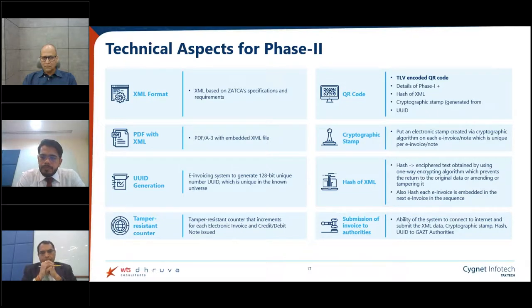So even for B2C invoices, we recommend real-time integration with some systems so that the data is validated, the QR code is managed, as well as whenever gazette requires the data, it can be pushed in real time or in batch mode. So I think that's more or less on the technical aspects for phase one and phase two.